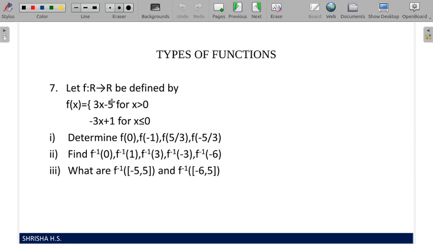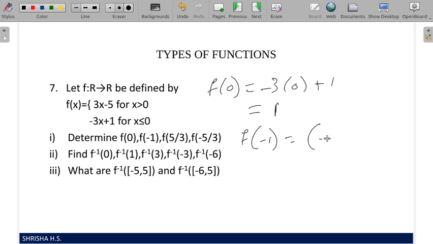Next one. The function is from real numbers to real numbers, f of x is 3x minus 5 if x is greater than 0, and if it is equal to 0 or less than 0, it is minus 3x plus 1. So f of 0: it is minus 3 into 0 plus 1, since it is equal to 0, minus 3x plus 1, so that's equal to 1. That's f of 0. f of minus 1, here again minus 1 into minus 3 plus 1, that becomes 4.